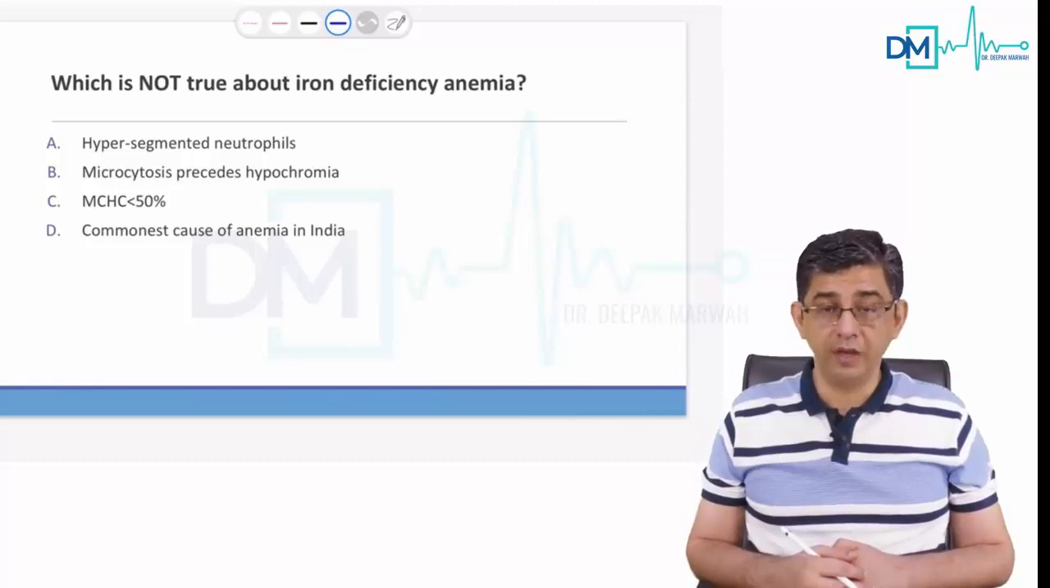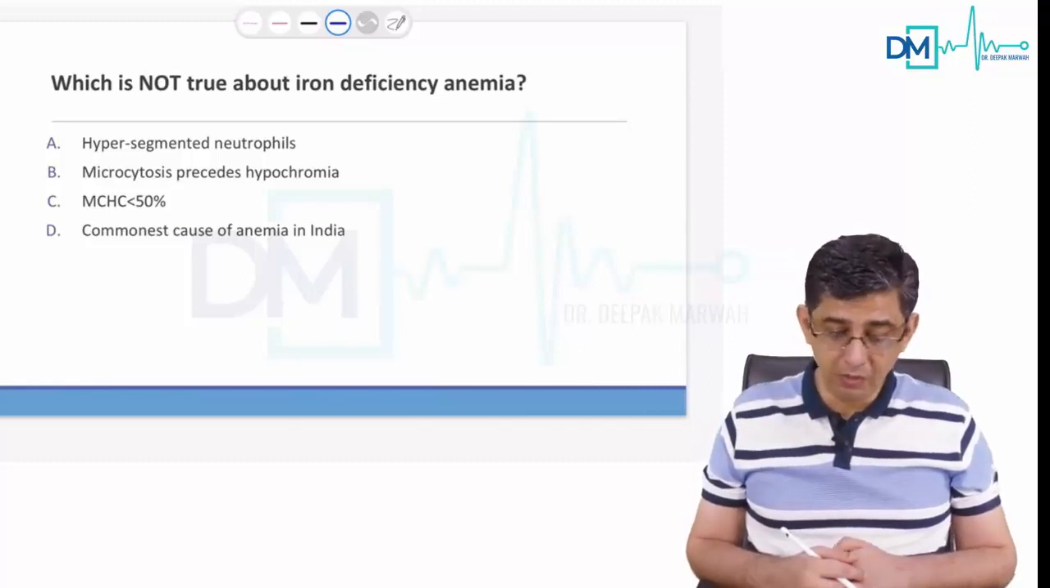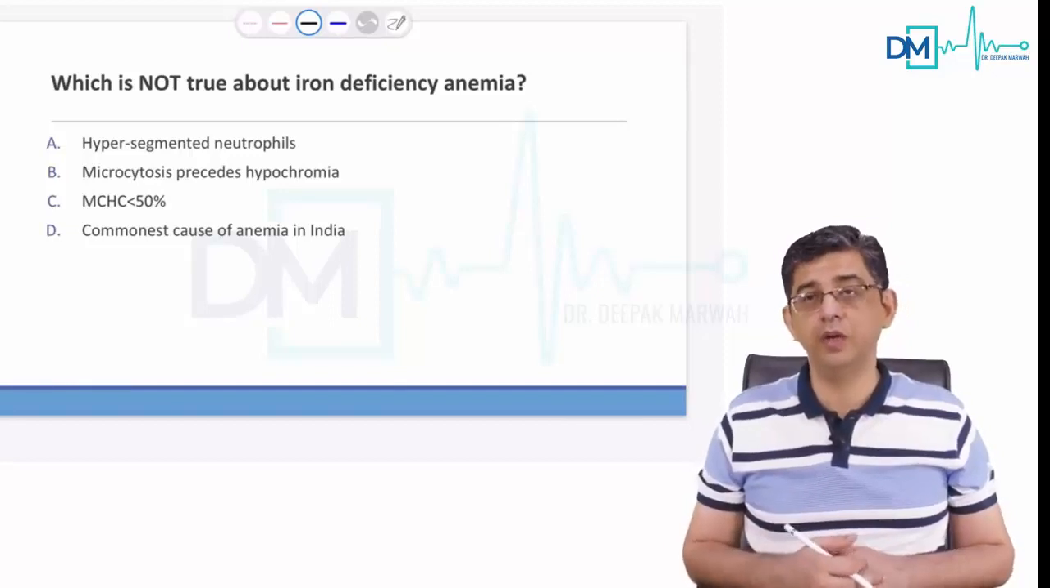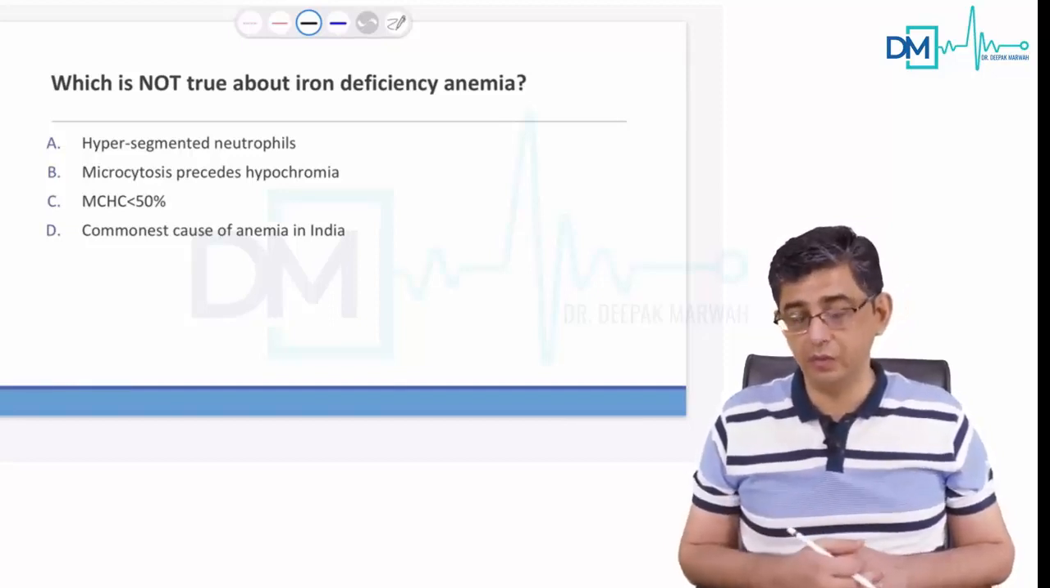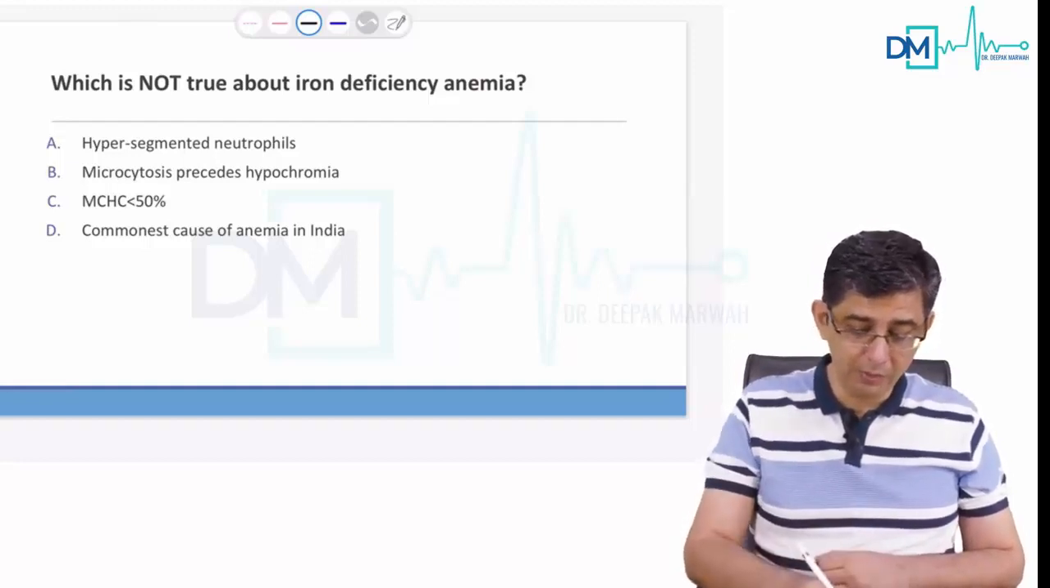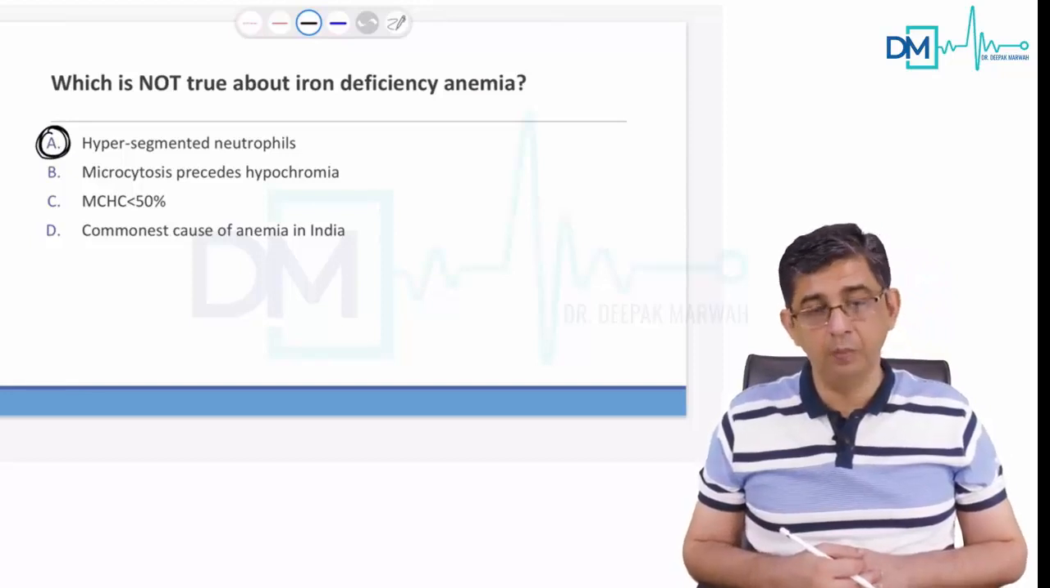A second question on iron deficiency anemia in this exam. What is not true about iron deficiency anemia? I mean, these are like bread and butter for you. You need to get these easy questions out to get to the magical figure of 150. Hypersegmented neutrophils, absolutely not, because that would be a feature that is seen in pernicious anemia.